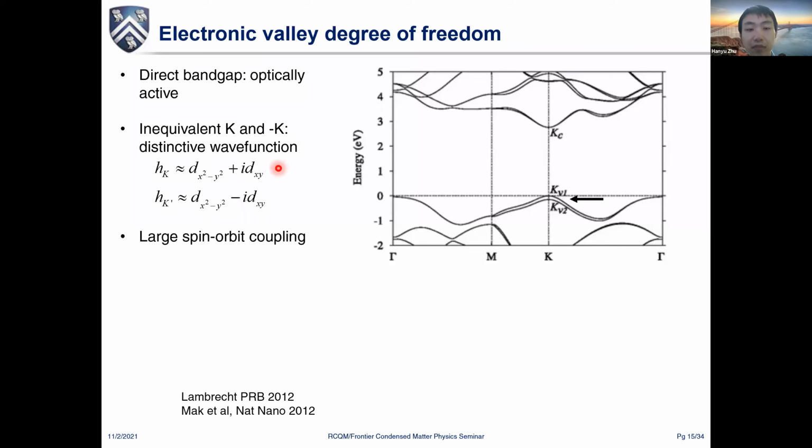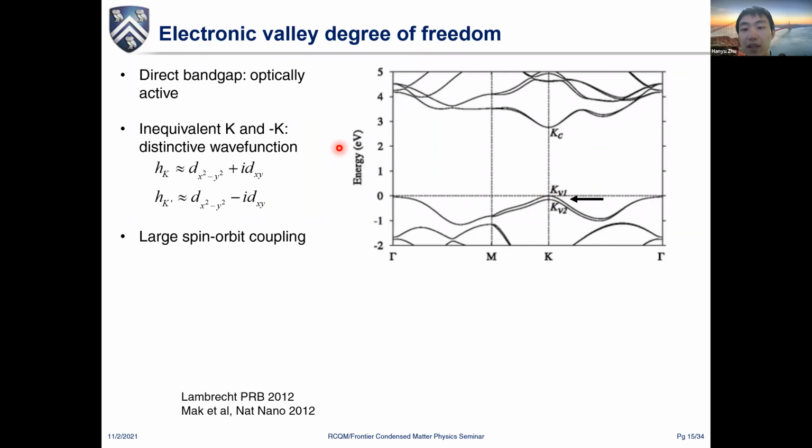A large spin-orbit coupling makes these holes pretty stable in one valley or the other. Because there's a spin-orbit splitting, whenever a hole is generated at the valence band maximum, it will stay there. It's very difficult to scatter this hole from one valley to the other without changing its spin, because there are just no other states available.